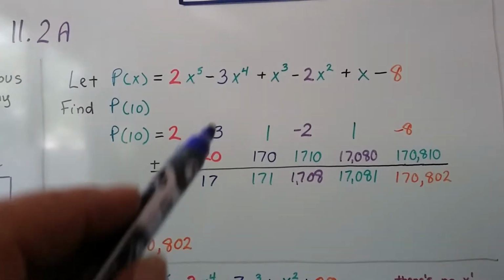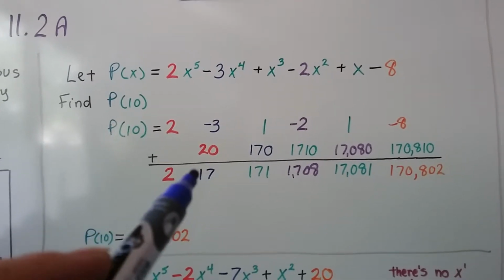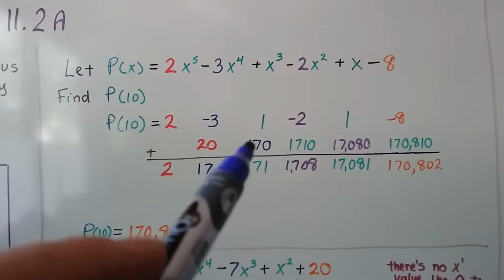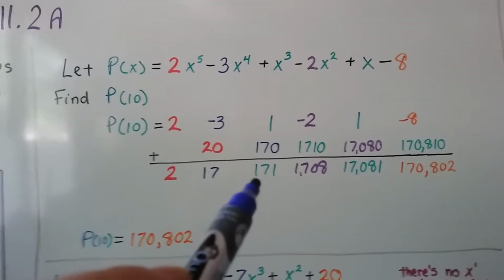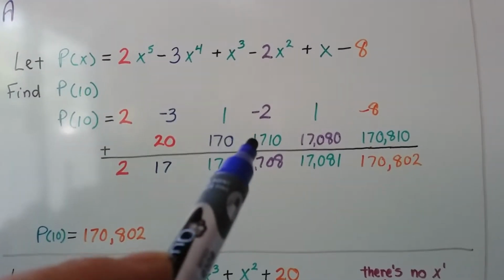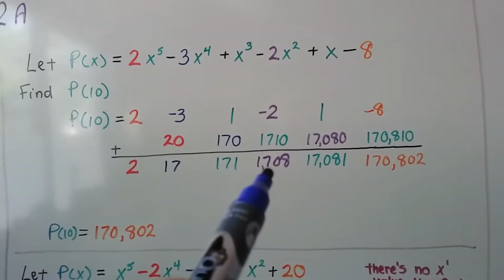We write it here and add it together. Got our 2 written here. That's a 17. Then we're going to do 10 times 17, which is 170. We're going to add it with the 1, and we get 171. Now we're going to do 10 times the 171 and get 1,710. We're going to add it with the negative 2 and get 1,708.